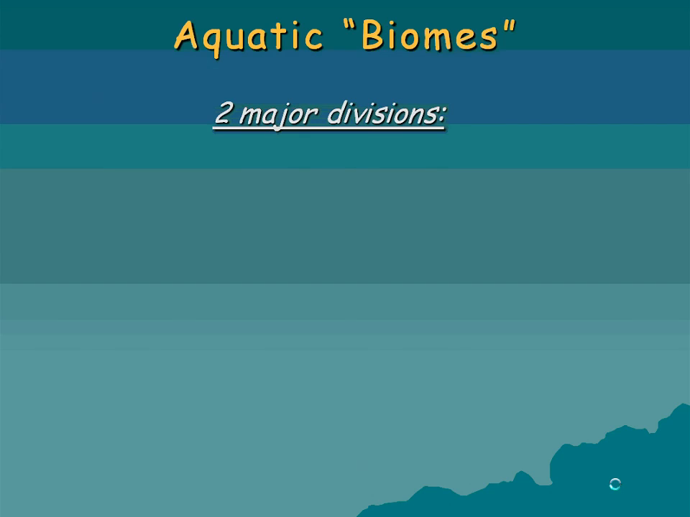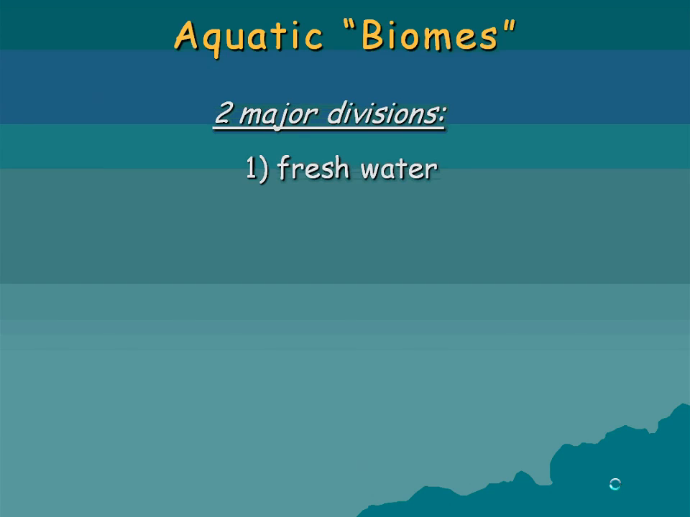Okay, so this video is on part of Chapter 6 that covers aquatic biomes. We talked about terrestrial biomes in class, so here we're going to go into aquatic biomes. So there are two major divisions of aquatic biomes.